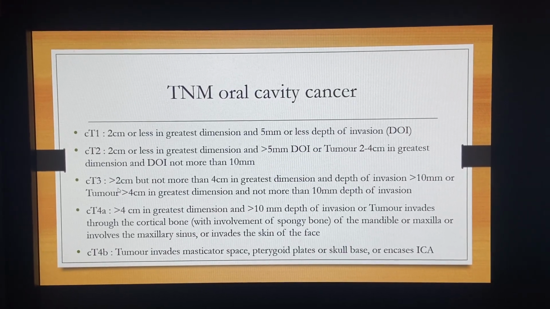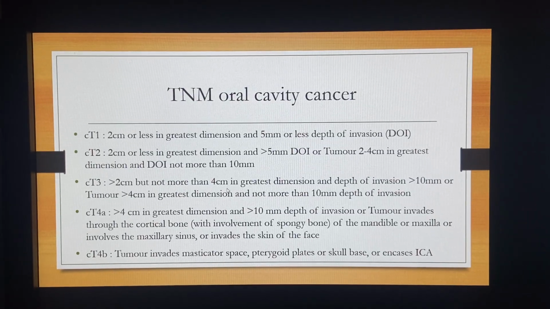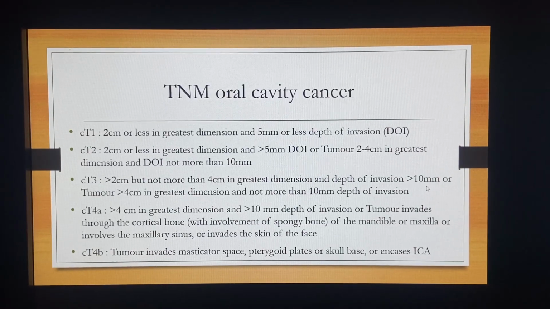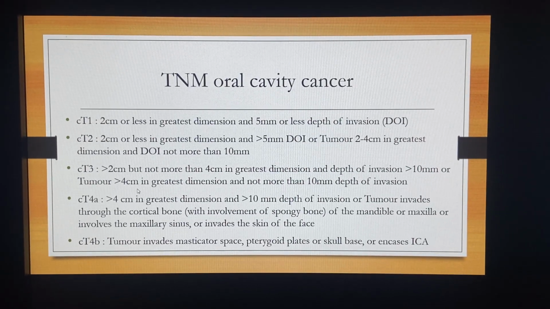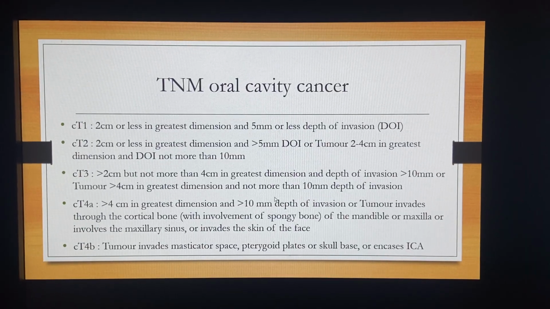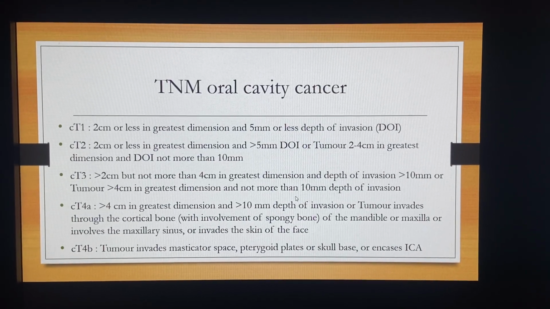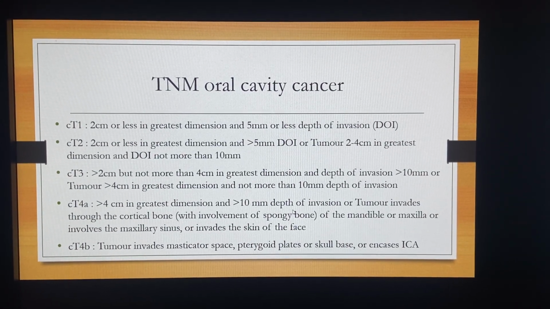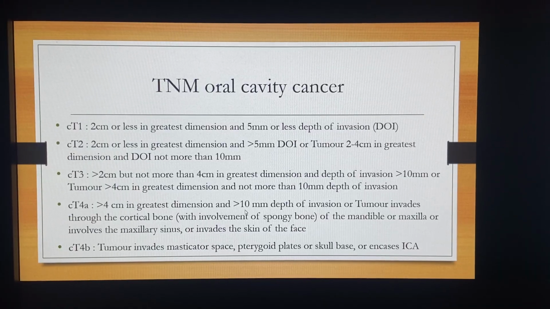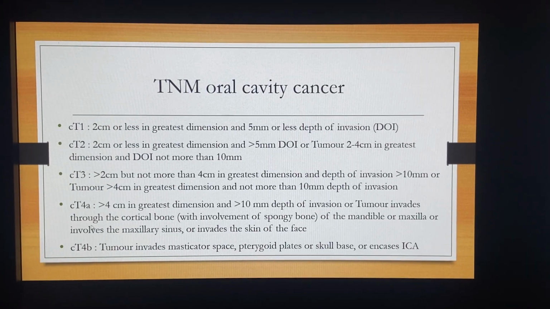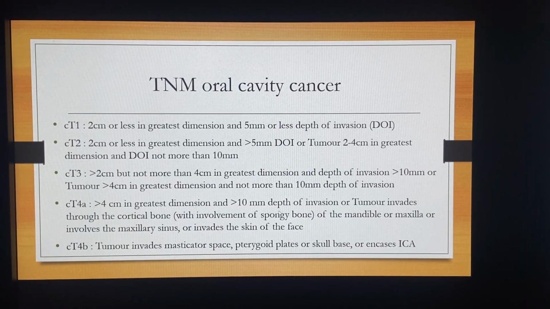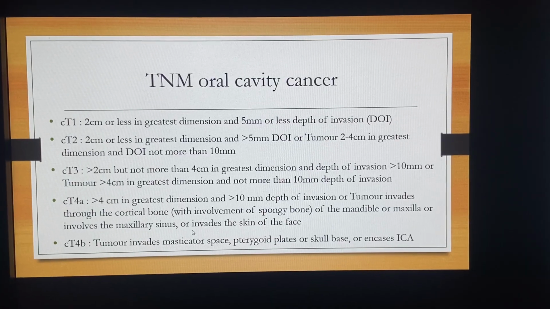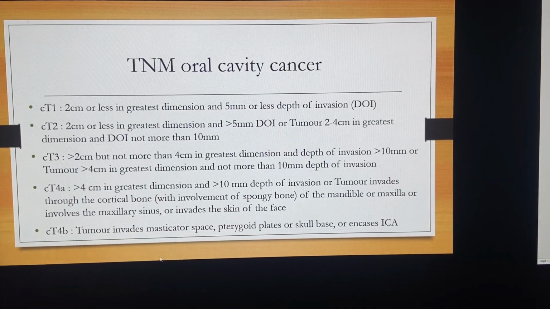T3 is when the tumor size is more than 2 centimeters but not greater than 4 centimeters in the greatest dimension, and the depth of invasion is more than 10 mm, or tumor size is more than 4 centimeters in the greatest dimension but the depth of invasion is less than 10 mm. T4A is when the tumor size is more than 4 centimeters and the depth of invasion is also more than 10 mm, or tumor invades through the cortical bone with involvement of spongiform bone of the mandible or maxilla, or involves the maxillary sinus or invades the skin of the face.